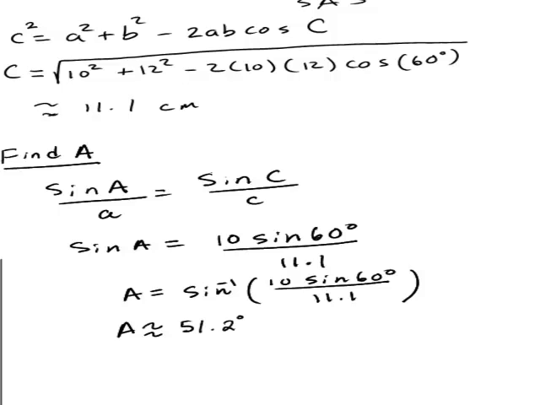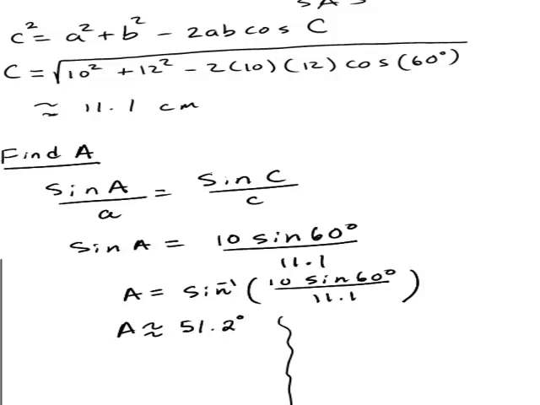Okay. Now, here we have to be a little careful. The reason why I chose to find the smallest angle, or at least the smallest side, is because I know that if A is the smallest side, then angle A is going to be the smallest angle, right? So it would be impossible for it to be obtuse. Okay, so this is the reasoning behind this.